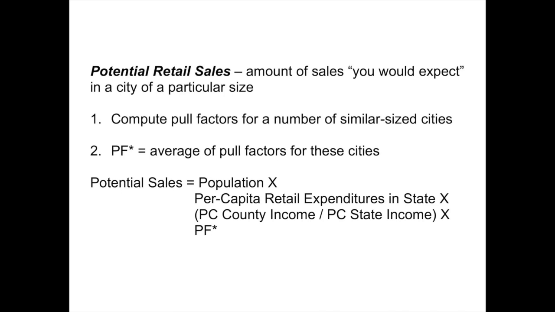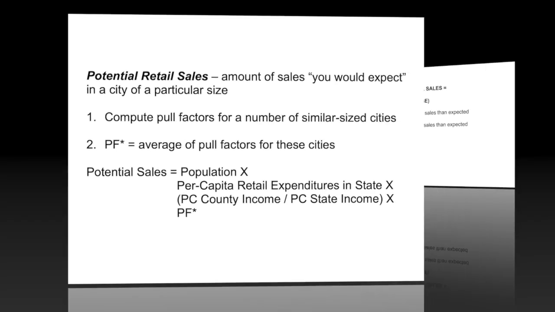At any rate, after making the calculations, you get a dollar value of potential sales for the given type of retail in the region that you're studying. And that potential will be larger in places with higher populations, in types of retail where people tend to spend more money, as represented by per capita expenditures in the state, in places with higher incomes, as represented by the income adjustment factor, and in places with higher average pull factors based on similar sized regions. So you can think of potential retail sales as the amount of retail sales that you would expect in that retail sector in your city or town that you're studying.